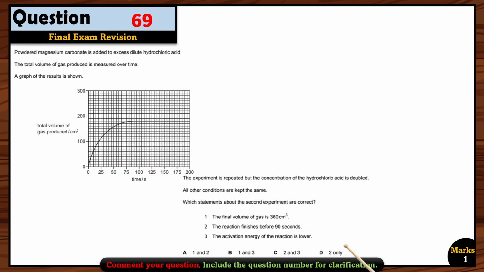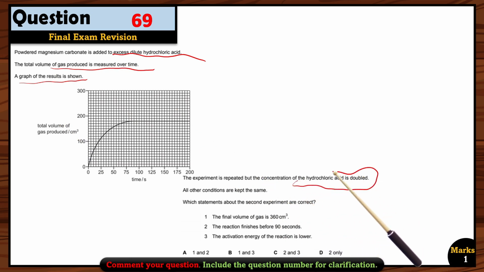Let's see now another example. Powdered magnesium carbonate is added to excess dilute HCl. The total volume of the gas produced over time is measured. The graph of the line is shown here, right? The experiment is repeated, but the concentration of the hydrochloric acid is doubled. All other conditions are kept the same. Which statements about the second experiment are correct?